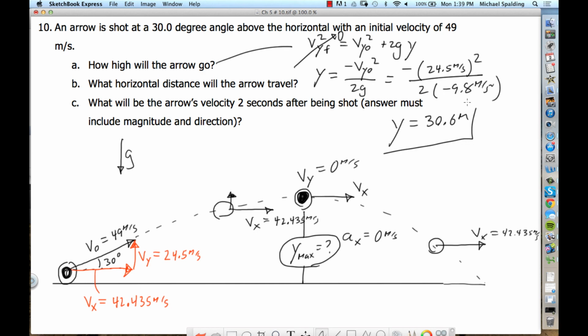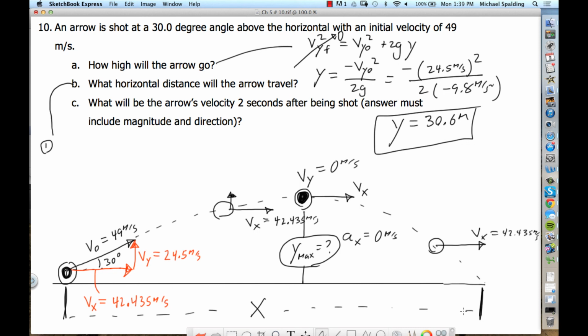Okay, question B. It's a two-part question. So let's see, you're gonna make some room here. Look, you gotta solve for two things. In doing question B, the first thing you have to find is what? The question is, what's the horizontal distance the arrow will travel? From here to where it lands, that is what we're looking for. We're looking for how far it travels horizontally.